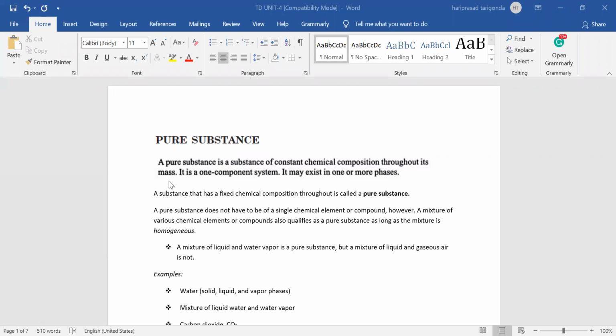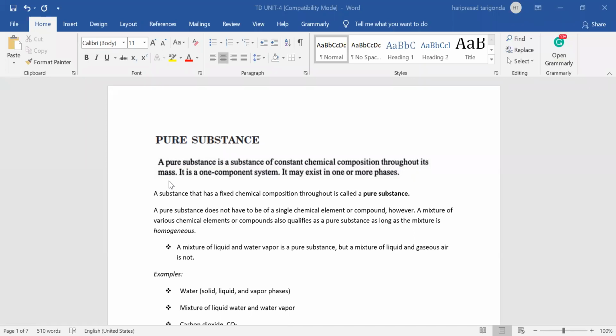Next, a pure substance does not have to be a single chemical element or compound. It may be a single element or it may be a compound. However, a mixture of various chemical elements or compounds also qualifies as a pure substance. It may be one, or it may be a combination of a number of chemical elements, as long as the mixture is homogeneous. Then it is termed a pure substance. A mixture of liquid and water vapor is a pure substance, but a mixture of liquid and gaseous air is not a pure substance.